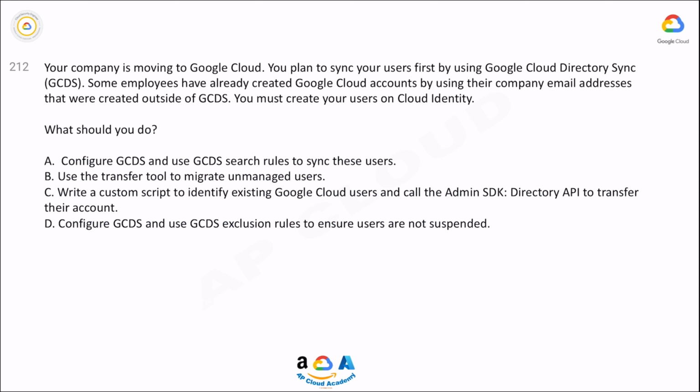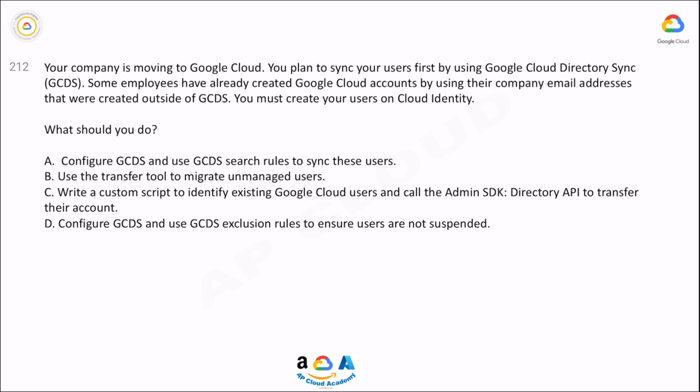Question number 212. Your company is moving to Google Cloud. You plan to sync your users first by using Google Cloud Directory Sync, GCDS. Some employees have already created Google Cloud accounts by using their company email addresses that were created outside of GCDS. You must create your users on Cloud Identity. What should you do?